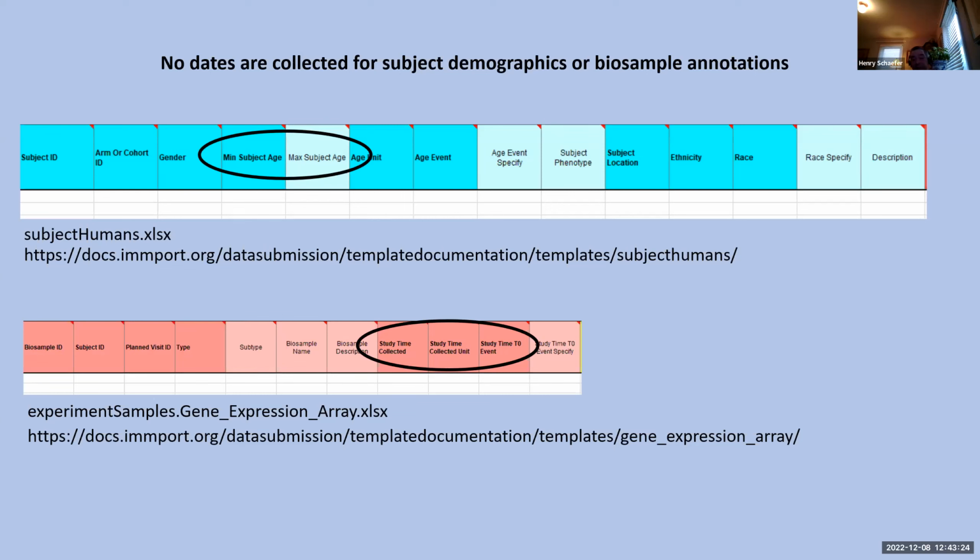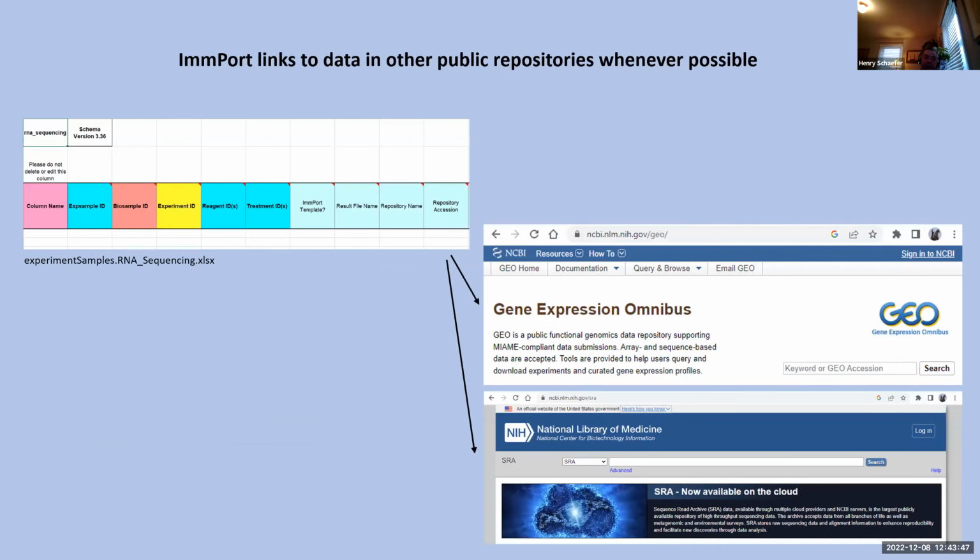Here you can see a couple of examples of templates where we collect demographics and where we collect biosample annotation information. We don't collect any dates for any date of birth or date of death or date of sample collection. Okay.